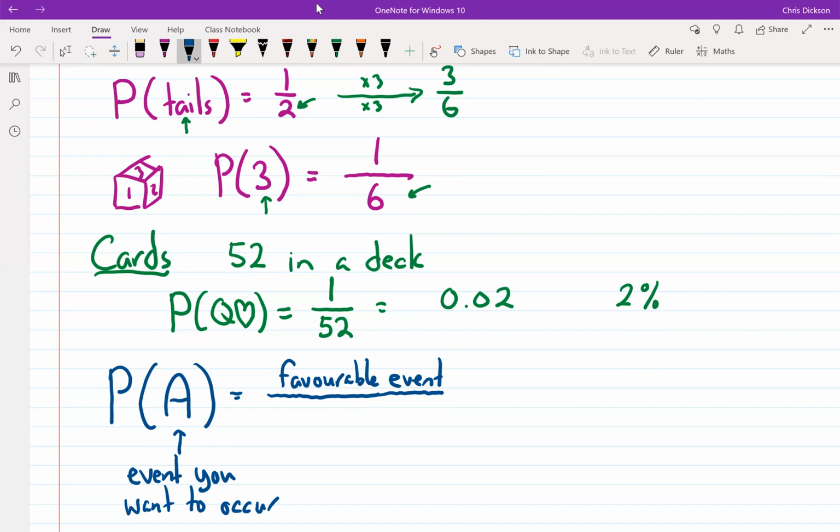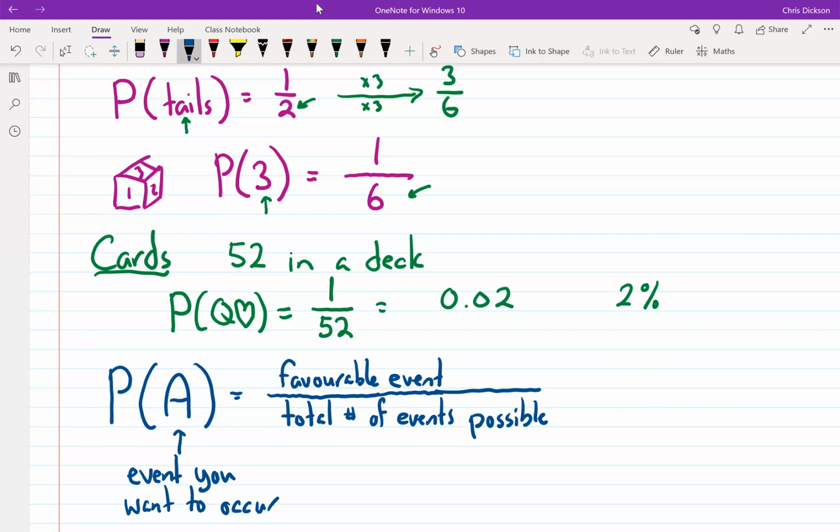And then we're going to divide that by the total number of events possible. And that includes favorable and unfavorable. So in a deck of cards, because there's 52 cards, there's 52 things that could happen if you chose just one card. So that's where we get that from.